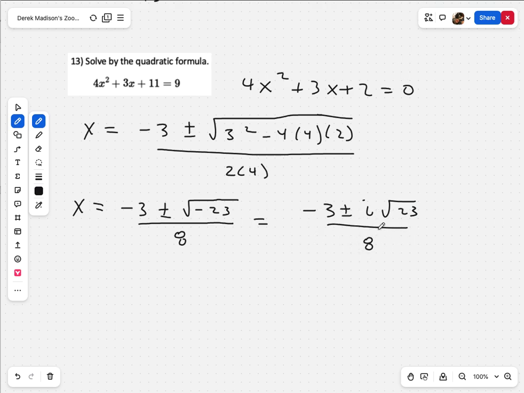And so again, if we had to write that as the two distinct solutions, if it said give your answer as a list for the answer box, negative 3 plus i root 23 over 8, comma, negative 3 minus i root 23 over 8 would be the two solutions.